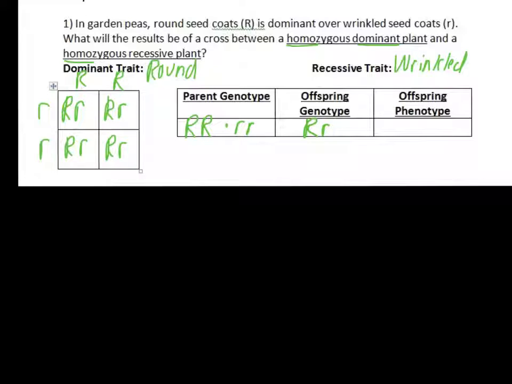The last thing to do then is figure out the offspring phenotype. Remember, we're associating phenotype with physical. So you've got to look back at this guy and say, well, what does this one look like? Since it's a capital R, that stands for round, which is the dominant trait. So that's going to overpower the recessive trait of wrinkled that it has in the second one. So this one is going to be round. It's going to have round seeds. And that's it. You've now completed the Punnett square.